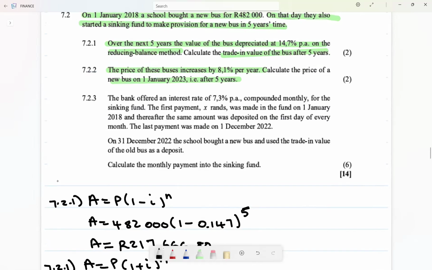And then they say the bank offered an interest rate of 7.3% per annum compounded monthly for the sinking fund. Then they say the first payment of X rand was made into the fund on the 1st of January 2018. And thereafter, the same amount was deposited on the first day of every month. The last payment was made on the 1st of December 2022. So on the 31st of December 2022, the school bought a new bus and used the trade-in value of the old bus as a deposit. Calculate the monthly payment into the sinking fund.